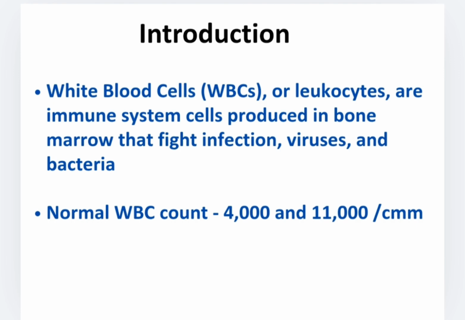Let's learn white blood cells, WBCs. WBC, also called a leukocyte, is produced in bone marrow, and these are the cells of the immune system that fight infection, viruses, and bacteria. The normal WBC count of an adult is 4,000 to 11,000 per cubic mm. In children and infants, it ranges up to 20,000.